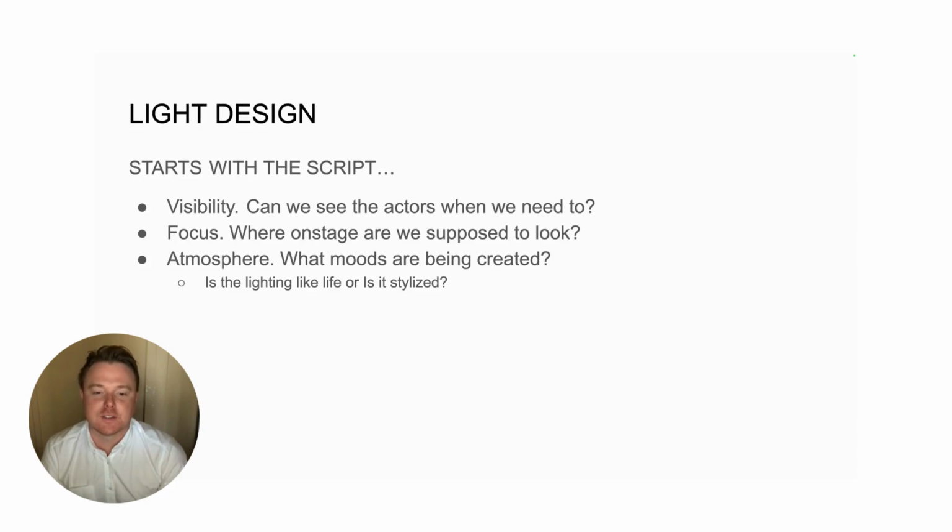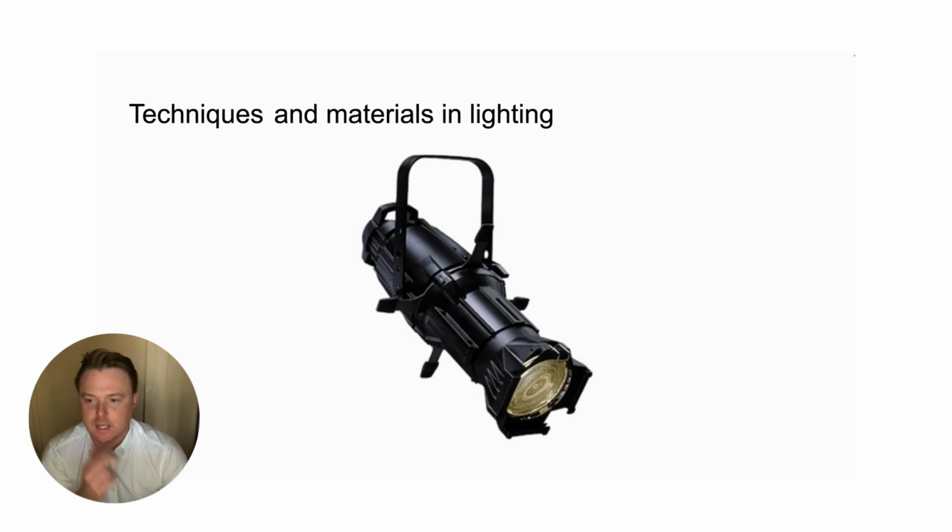So lights can give us variation. If there's a scene change, or if we want to isolate a scene, let's say on a unit set, and make it look like we're here, where are we focusing? And then atmosphere. What moods can be created?